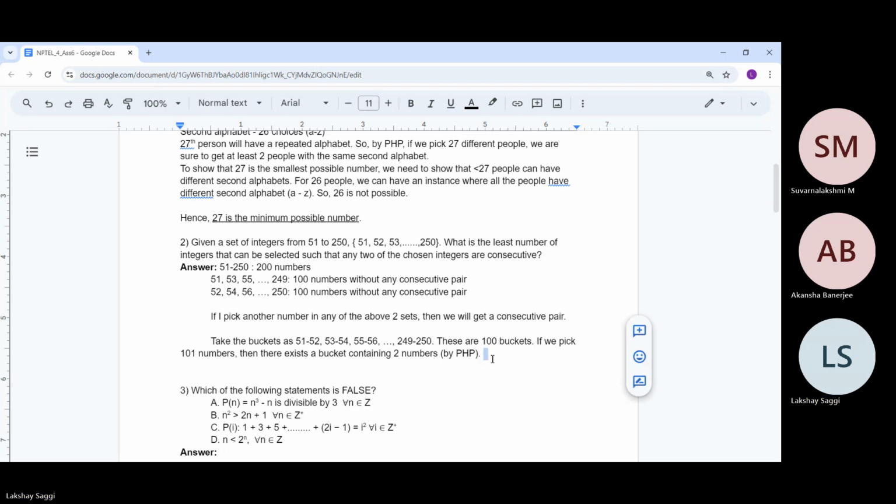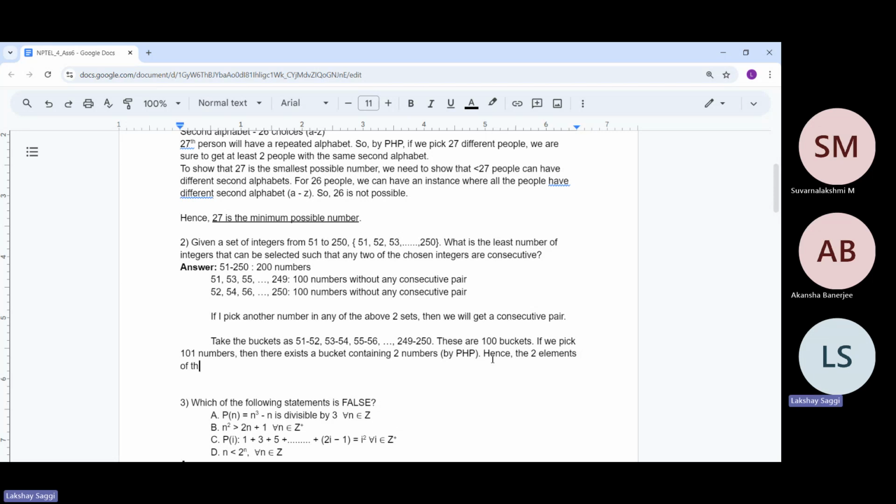And because of this, hence, the two elements of that bucket will be consecutive. Right. So we have actually shown that if we pick 101 numbers, then we are guaranteed that there will always be a consecutive pair. And we have also shown that if we pick 100 numbers, then there exists a case where there won't be any consecutive pair.